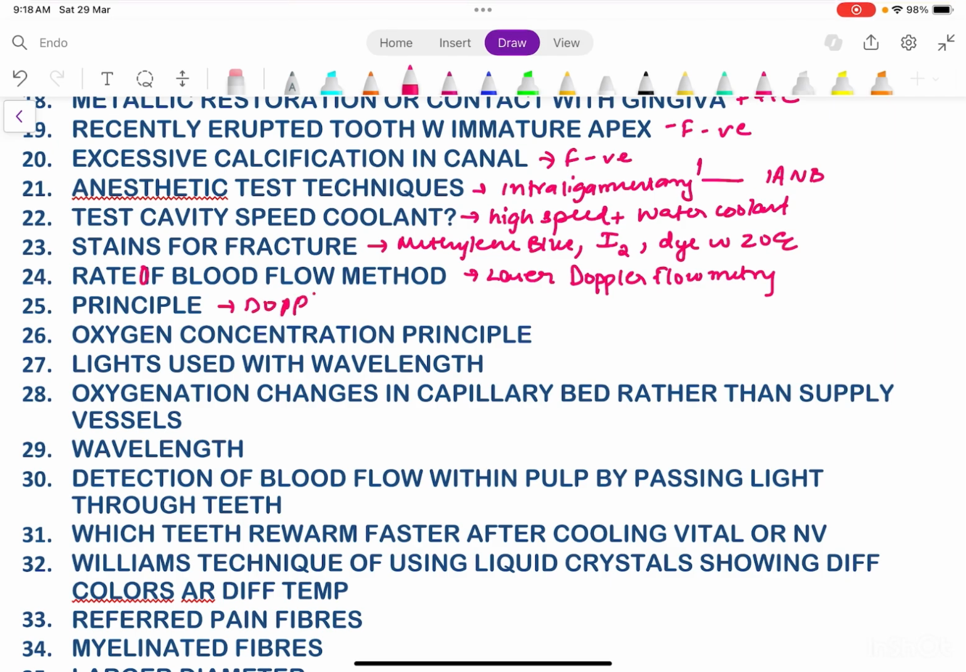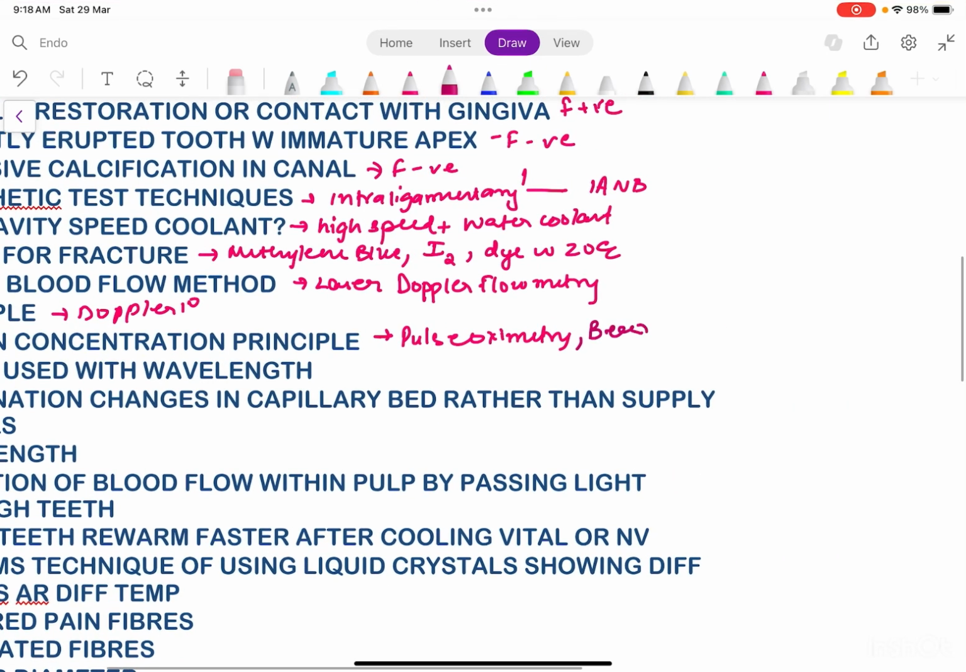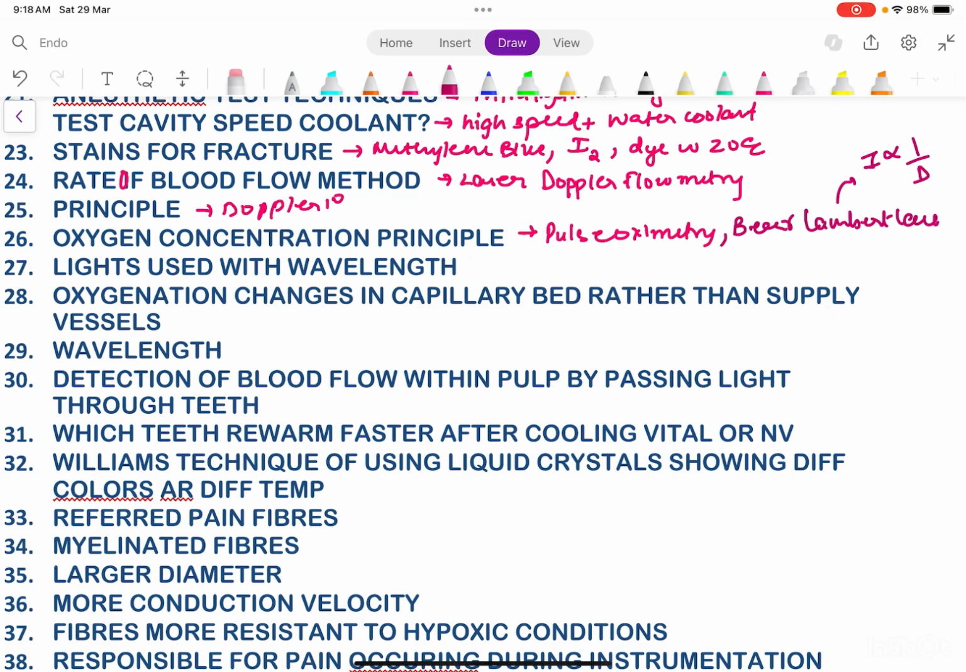The method for rate of blood flow is laser Doppler flowmetry, and the principle is the Doppler principle. Oxygen concentration is measured by pulse oximetry, and the principle is the Beer-Lambert law, which relates to intensity being inversely proportional to the distance traveled. The light used is red and infrared, with wavelengths of 660 and 940 nanometers. It measures oxygen changes in the capillary bed rather than the supply.